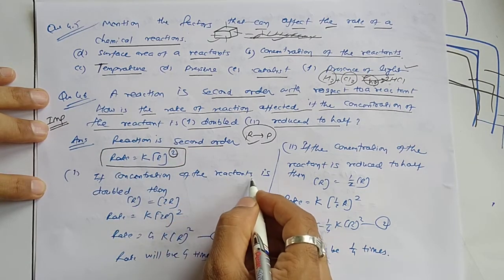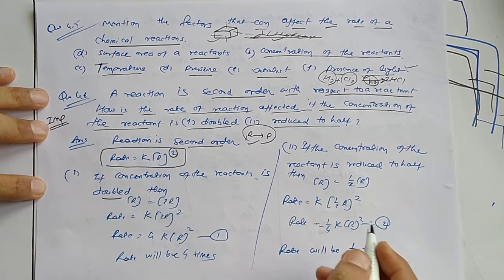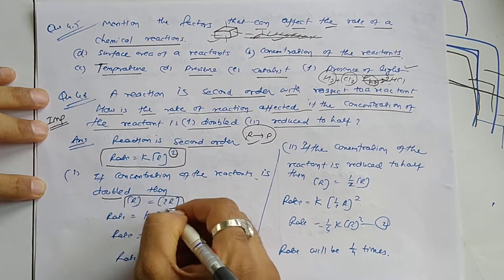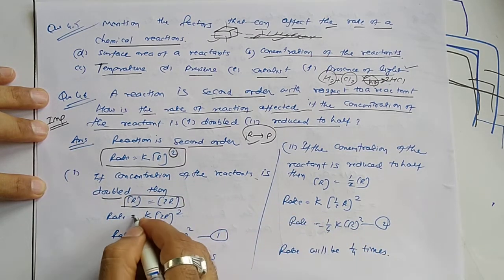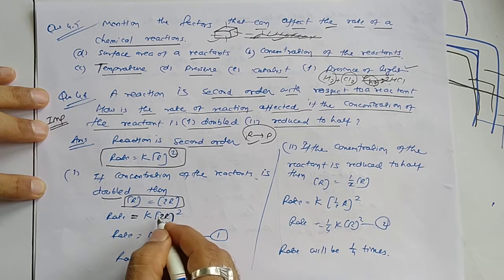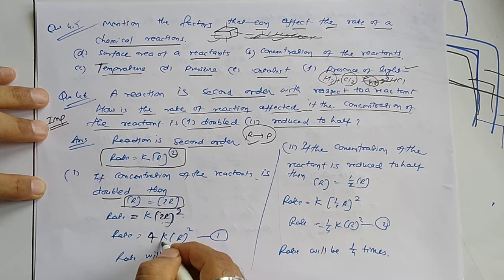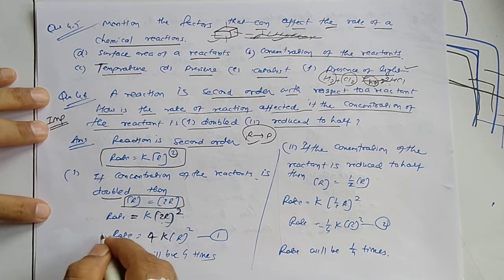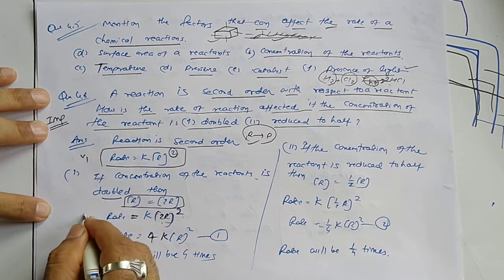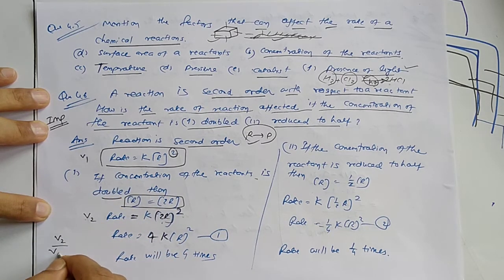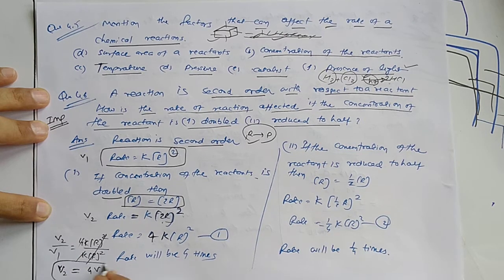R is the concentration of the reactant. If the concentration of the reactant is doubled, here R will be 2R. So the new rate will be K (2R) raised to 2. So 4, the square of 2, 4 K R square. Now suppose the initial rate was V1, final V2. So V2 divided by V1 is 4 K R square divided by K R square. So our final rate is 4 times the initial rate.